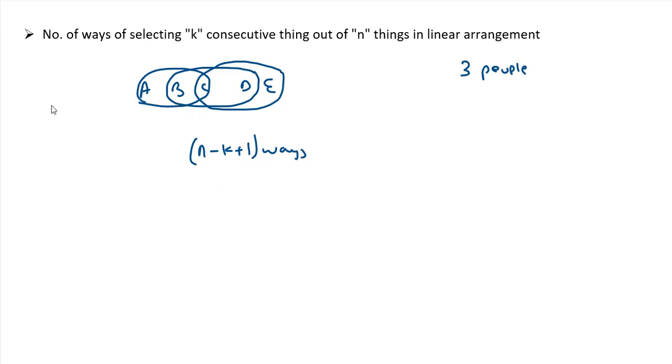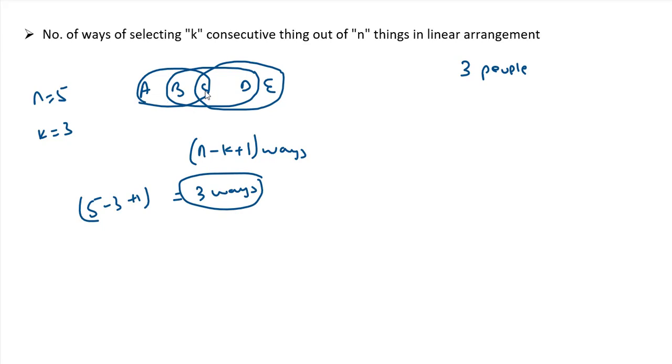So in this case the total number of people was 5 and you needed to select 3 people consecutively. So this can be done in 5 minus 3 plus 1, which will be 3 ways. Which are those 3 ways? We have seen ABC, BCD or CDE. So this is all about combination. Now let us see how to apply the formula for permutation under different cases.